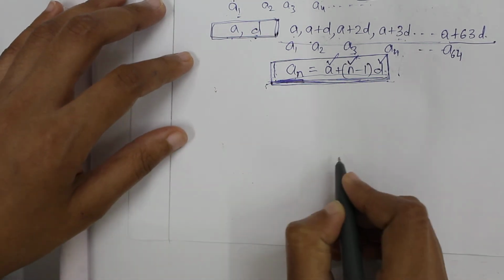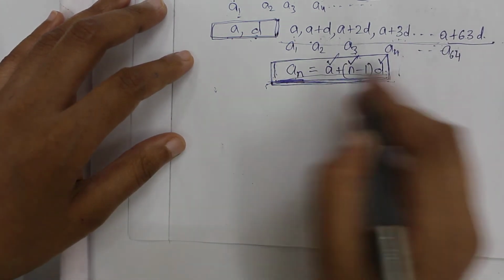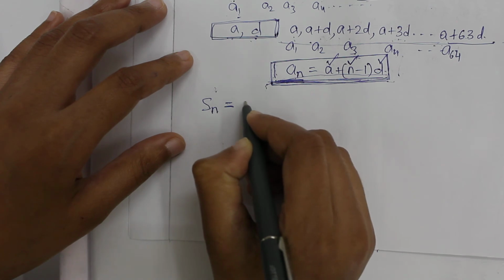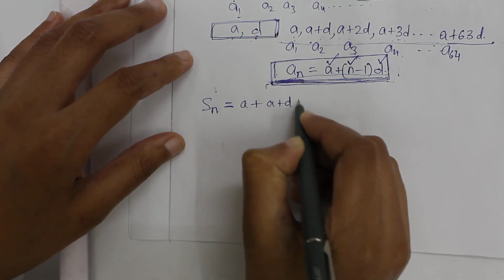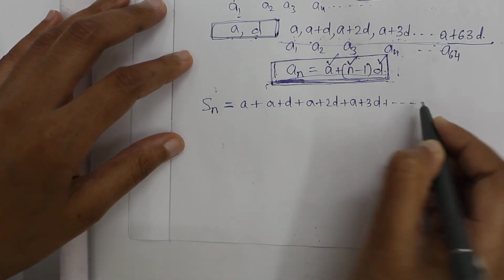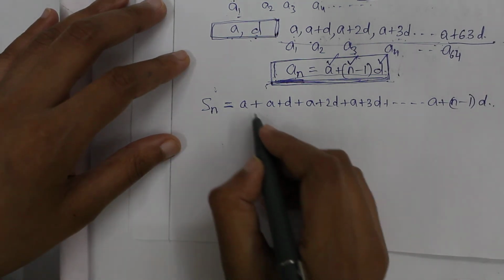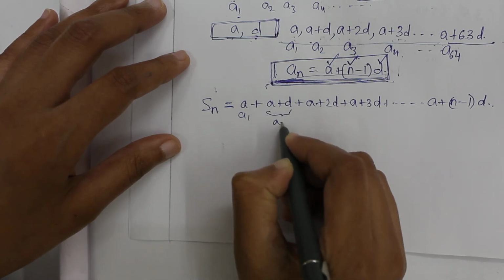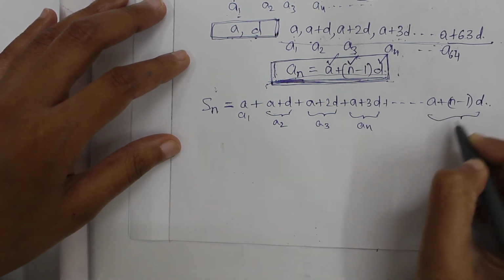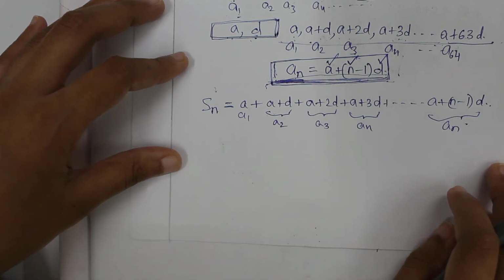So what do I mean by this again? Here I have written a plus d, a plus 2d, a plus 3d and so on, right? So I wanted to find out the sum of this series. What do I mean by that? Sn is equal to a plus d plus a plus 2d plus a plus 3d plus and so on, a plus n minus 1 into d. This is what I am trying to find out. This is a1, this is a2, this is a3, this is a4 and this is an.